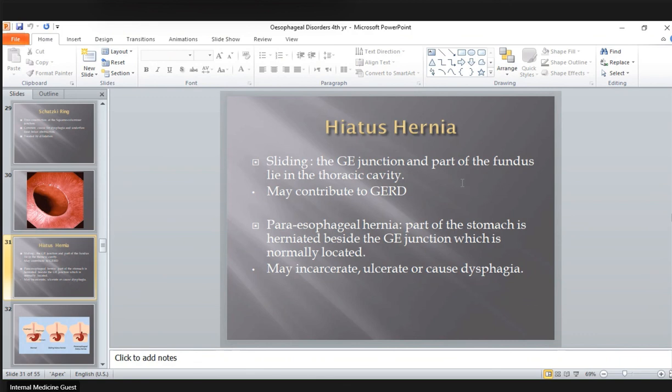The other type is paraesophageal hernia. That's part of the stomach herniated beside the GE junction, which usually remains normally located. The paraesophageal hernia may incarcerate, ulcerate, or cause dysphagia.